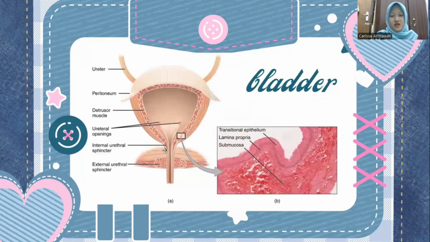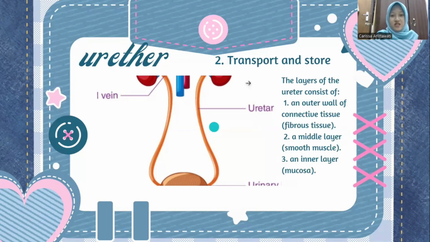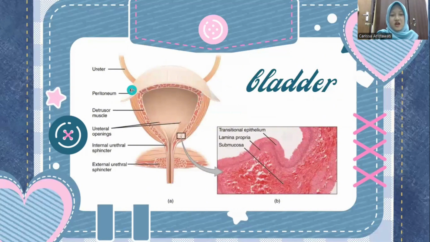I'm sorry, that process is the second process, which is transport and store. What is store? The urine pushed from the kidney will go to this organ called the bladder. So in the bladder, urine will be stored until the person decides to urinate. So this is the bladder. You can see it is a balloon-shaped muscular organ.